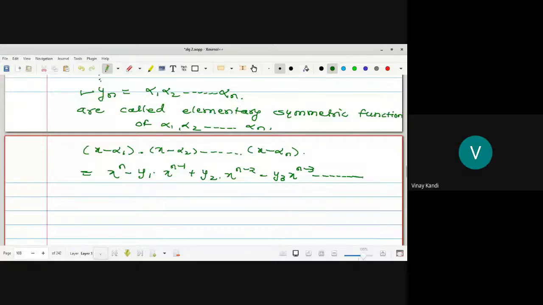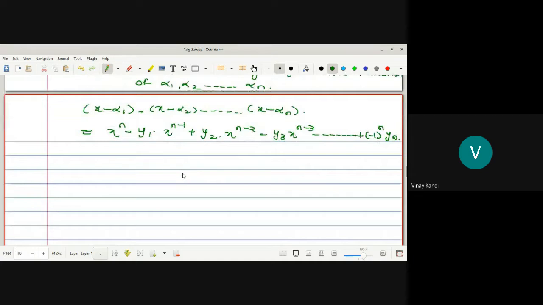Plus minus 1 raised to n, yn. What is yn? Alpha 1 into alpha 2 into alpha 3 up to alpha n. Okay, this is for the n elements. For the sake of understanding, take three elements. Consider three elements first. हे समजायला अवघड जाईल तुम्हाला. तीन एलिमेंट्सला घेतल्यानंतर लगेच consider for three elements.